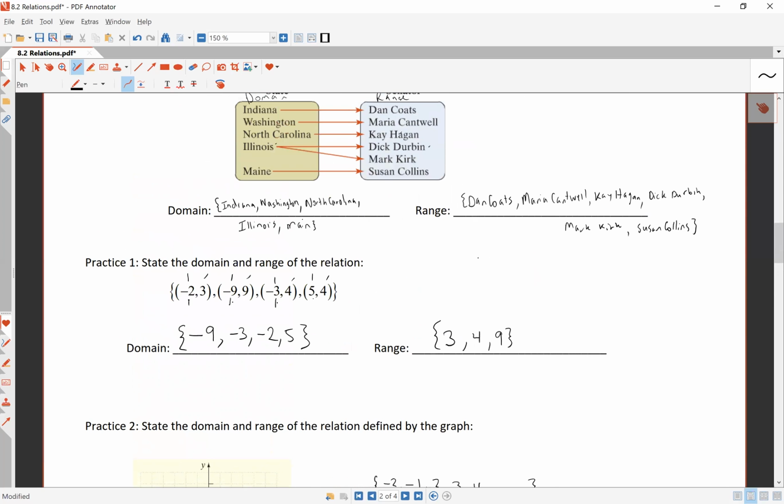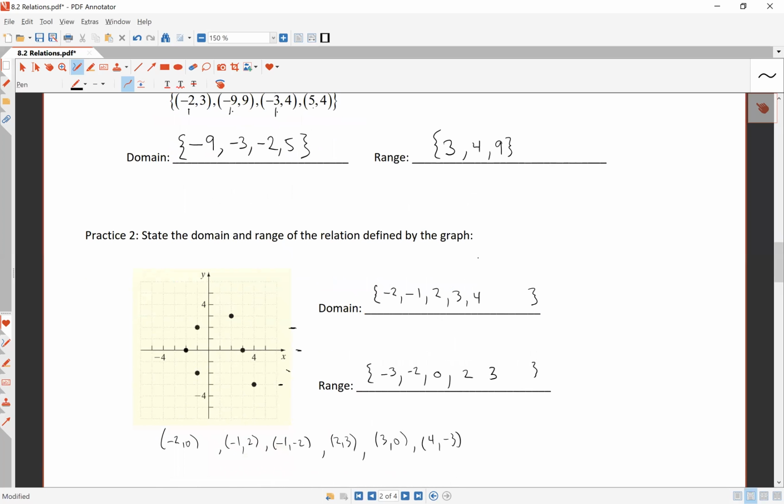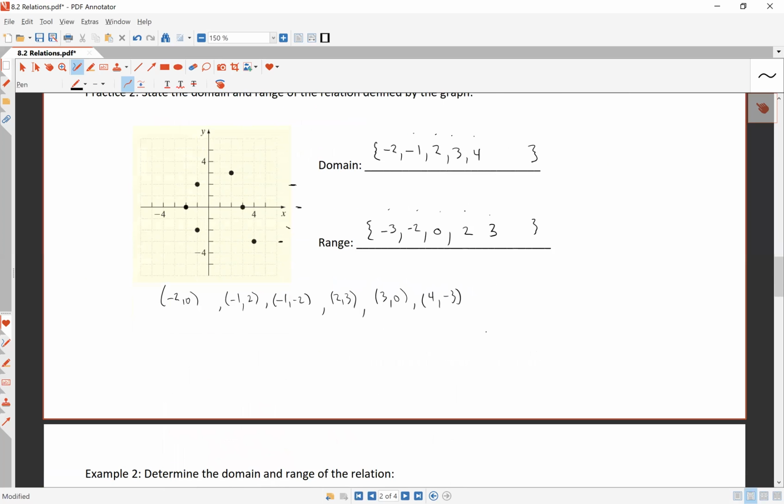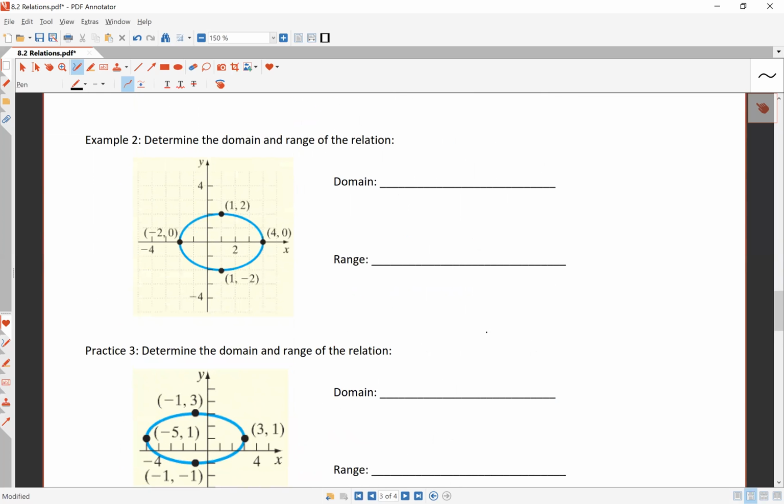In these examples, we say that the domain and range are finite because you can count up the number of elements in them. For example, the domain here has 1, 2, 3, 4, 5 elements, and the range here has 1, 2, 3, 4, 5 elements. We can have domains and ranges that have infinite amounts of elements in them as well. And that's what happens when you look at a graph where we've connected all the dots.